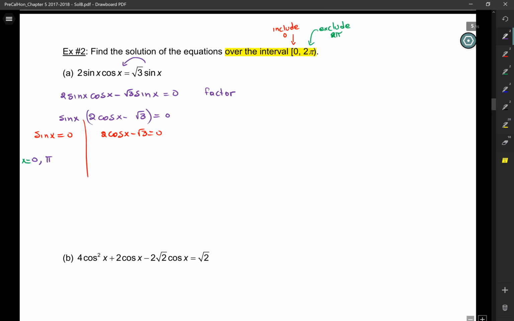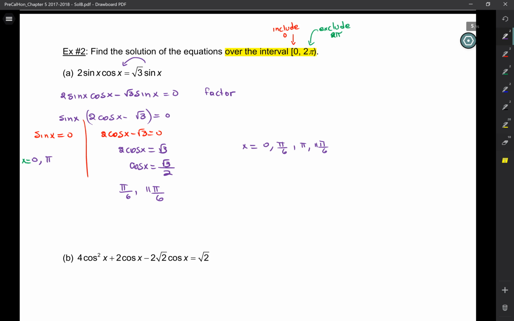In the other one, 2 cosine x is equal to root 3, and cosine of x is equal to root 3 over 2. So tell me, where is cosine of x equal to root 3 over 2? At pi over 6 and 11 pi over 6. So finally, x is 0, pi over 6, pi, 11 pi over 6. We can just list them here. It's good form to list them all in increasing order.